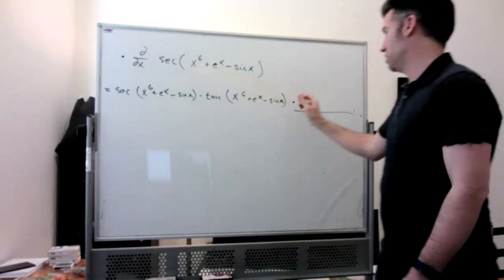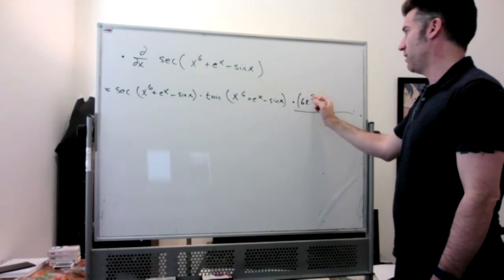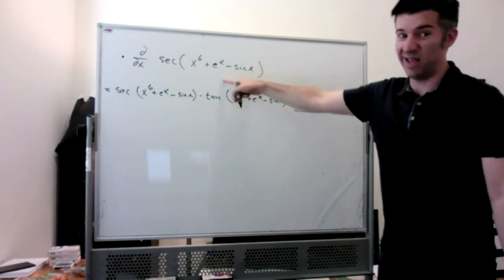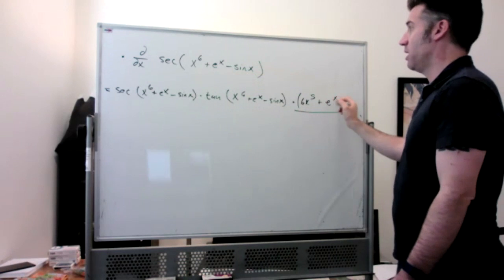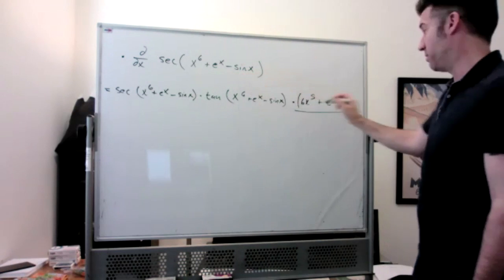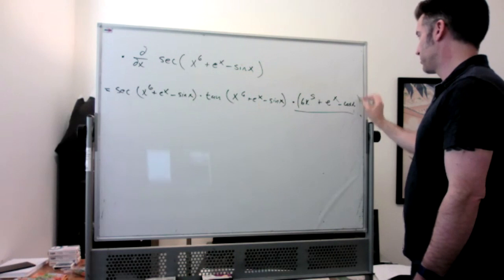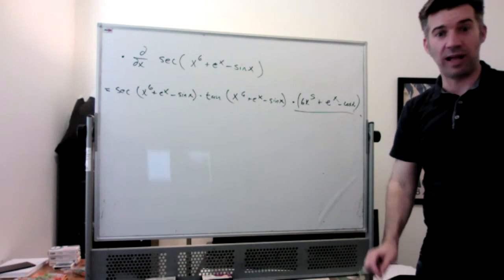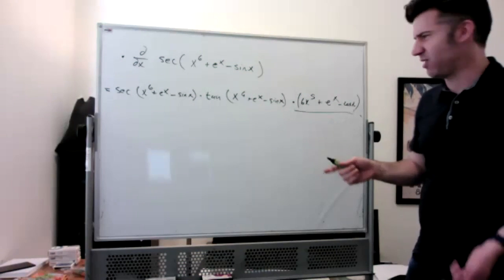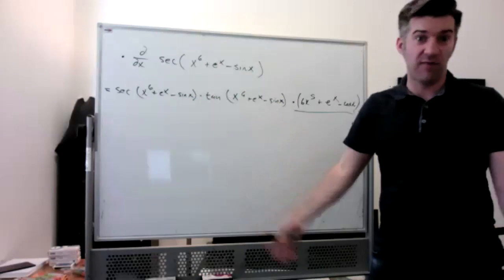And then finally, I multiply by the derivative of the stuff, which is 6x to the 5th plus the derivative of e to the x, which is e to the x, and the derivative of sine of x is cosine, so minus cosine of x. That's how I do it. But people get thrown off by this because they're like, wait, the stuff comes up twice? Yeah, the stuff comes up twice.